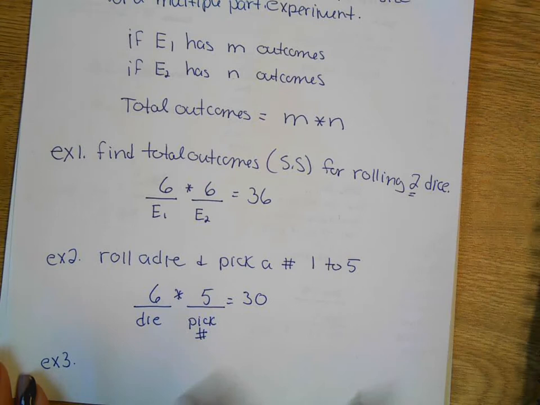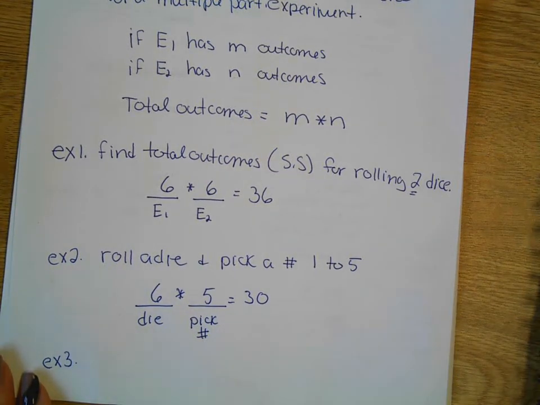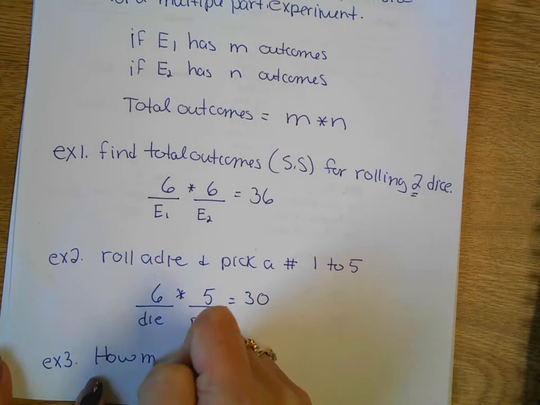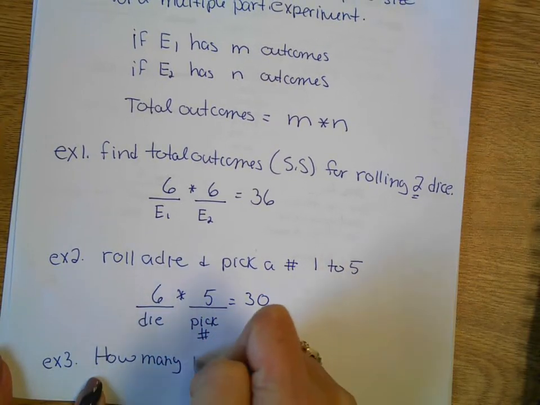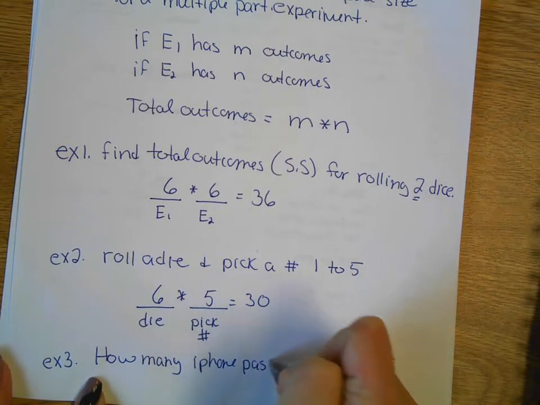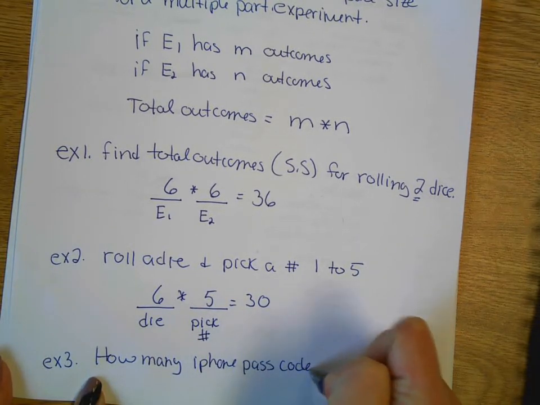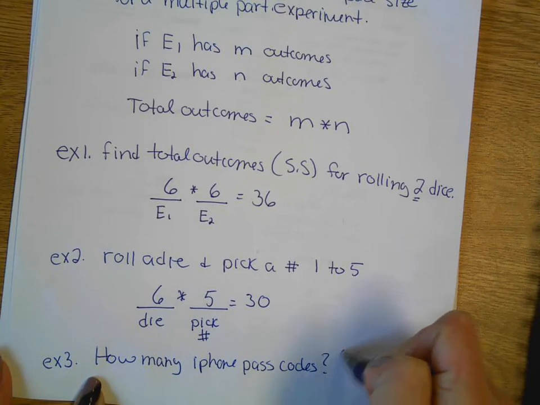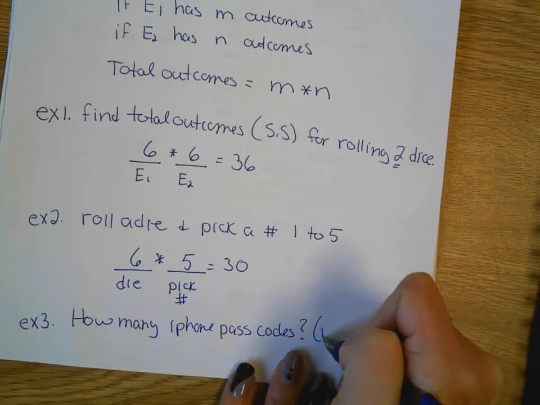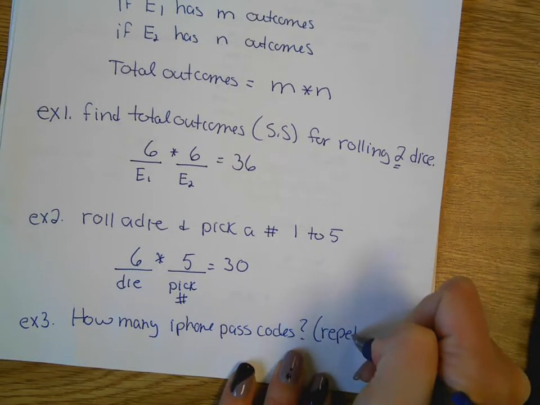What's the iPhone code? How many digits are they? 4. Can you repeat the numbers or no? Yeah. You can. So, how many iPhone passcodes are possible? And so we can repeat numbers, correct? You told me, okay. Repetition allowed.